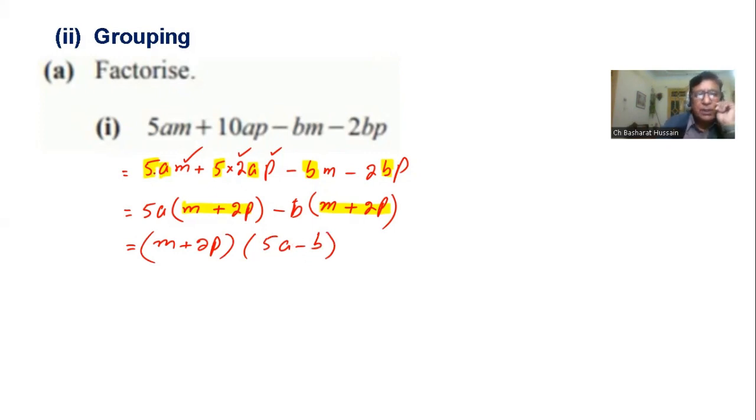So have you seen? First we take 5A common from the first two terms and take B common from the last two terms. And then we have checked that M plus 2P is again common in this expression. So we take it out as a common factor. So M plus 2P and 5A minus B. These are the two factors of this expression.